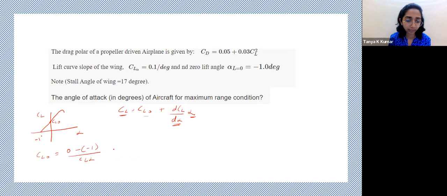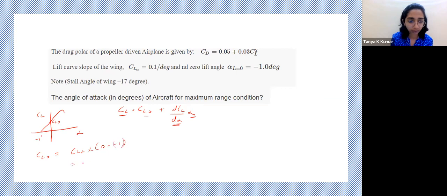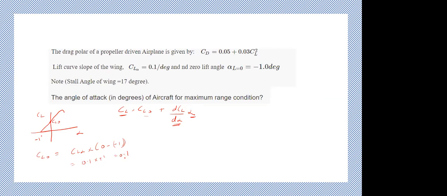Upon CL alpha, right? Okay, no. CL alpha is the slope. So it's CL alpha into this value. What is this value? CL alpha into this value will give you CL naught. -1 degree. 0 minus of -1, so 1. CL alpha is 0.1 per degree. So you get 0.1. CL naught is 0.1. So here, if you plug this in, you need to find out alpha.